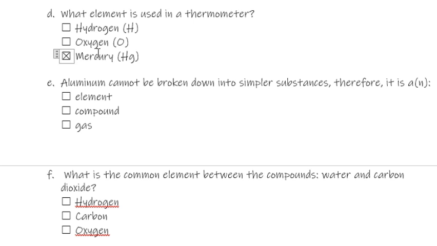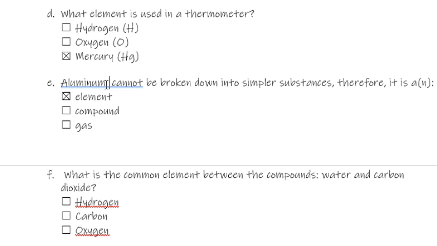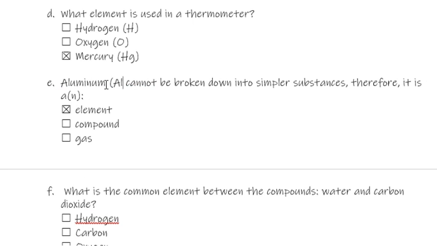Part E. Aluminum. Aluminum cannot be broken down into simpler substances. So we can say that aluminum is an element, compound, or gas. What do you think? Aluminum is an element. Excellent. Since elements are substances that cannot be separated into simpler substances. Good job. So aluminum is an element. Let's write the symbol of aluminum. It's Al. Good job.